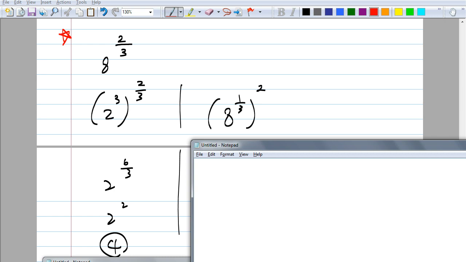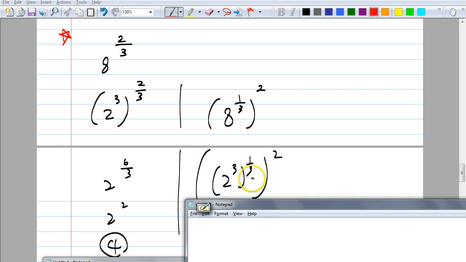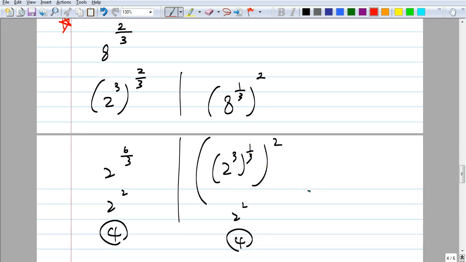So you could think of it this way too, isn't that right? Because 1/3 times 2 gives you 2/3. But don't we know what 8 to the 1/3 is? What is that? 2. Because it's 2 to the 3rd to the 1/3. Same way it works. You still get 4. I think the other way. You like the other way? Yeah, I like this one too.